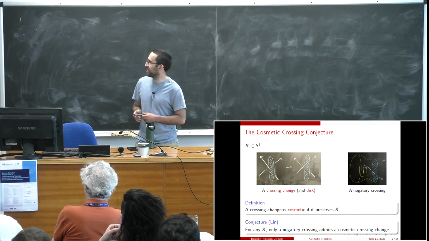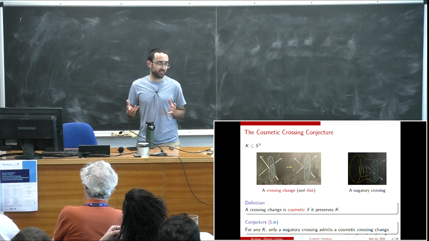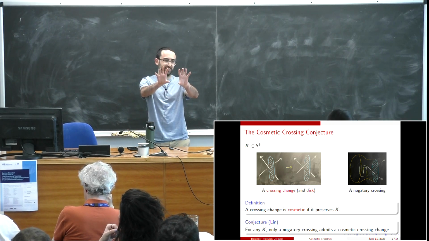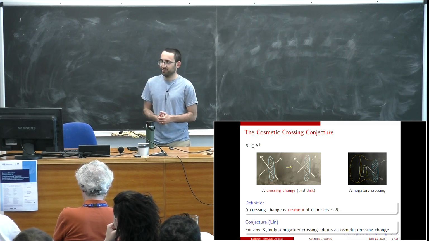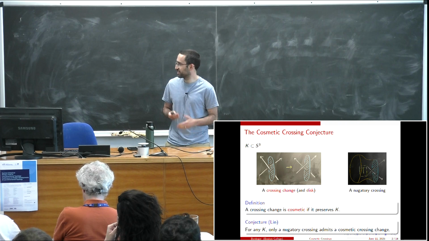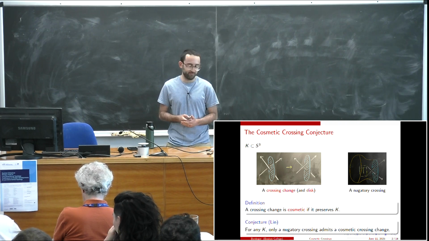So if you can cap off that crossing disk with another disk disjoint from the knot, then you can think about doing a crossing change as just twisting like that, and clearly that doesn't change the isotopy type of the knot. So the conjecture says this is the only way that this can happen.